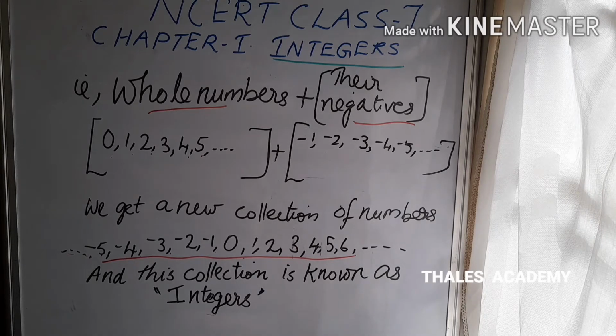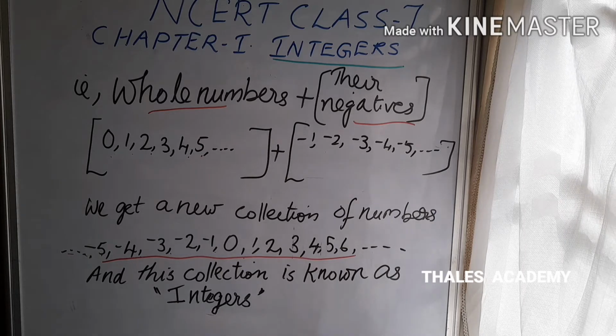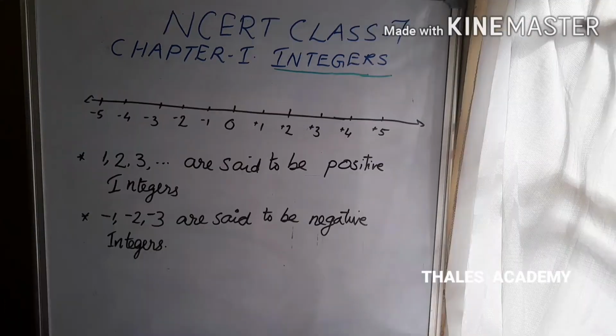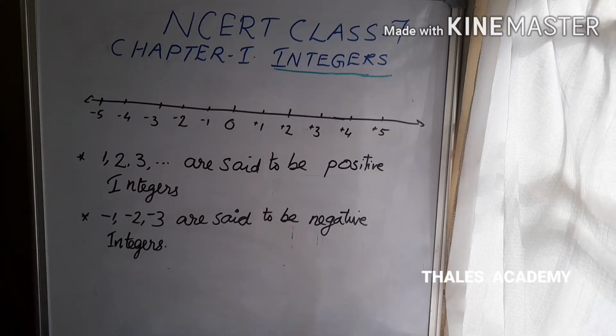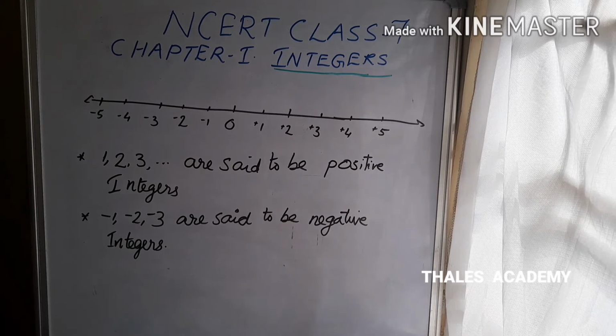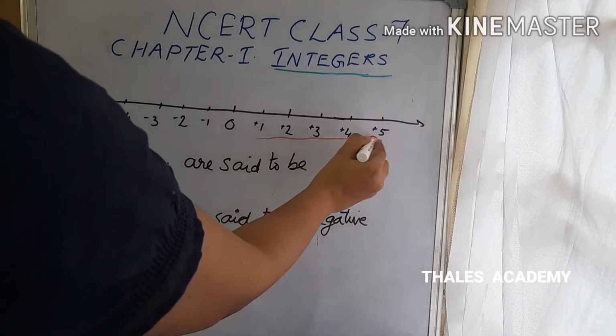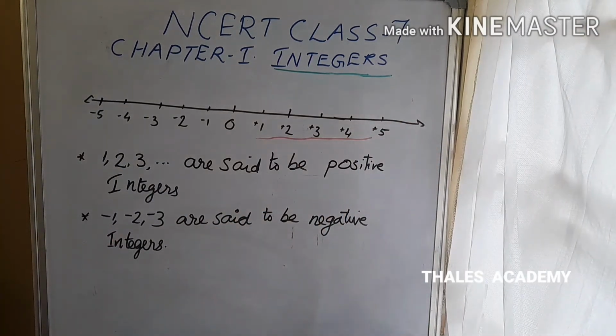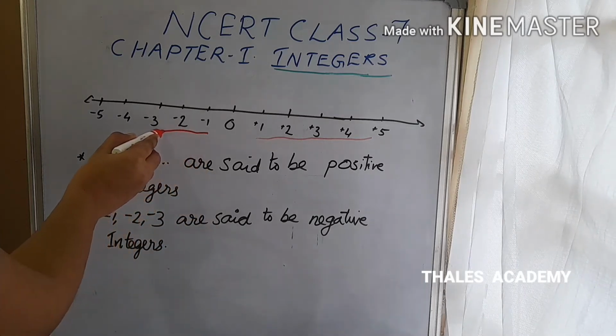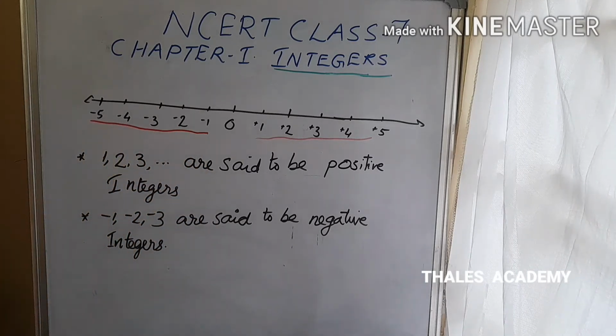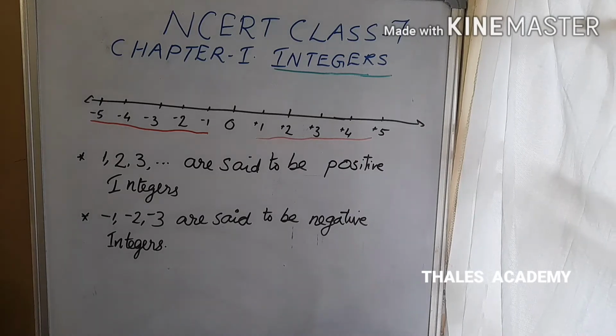That is, whole numbers and their negatives together give a new collection of numbers known as integers. We can represent this collection of numbers on a number line. In this number line, 1, 2, 3, 4, 5 up to infinity are said to be positive integers, and minus 1, minus 2, minus 3, minus 4, minus 5 up to infinity are said to be negative integers.